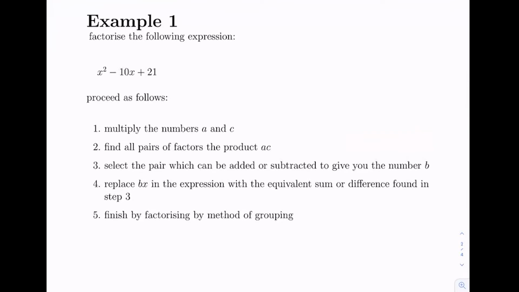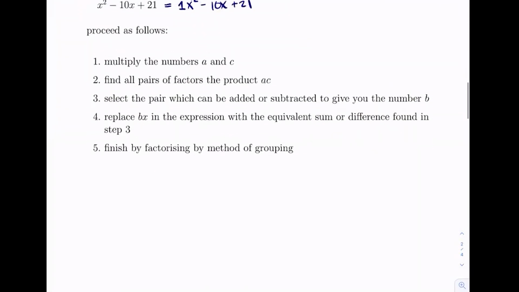Here, I've selected the example x squared minus 10x plus 21. If we look at this form, we can rewrite this as 1 times x squared minus 10x plus 21, so that we may see clearly that a is equal to 1. Now let's look at our process. The first thing we want to do whenever we're factorizing a quadratic is to identify a and c. Here, a is equal to 1 and c is equal to 21.